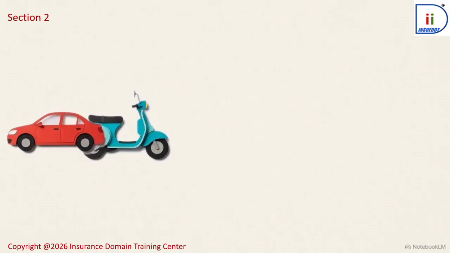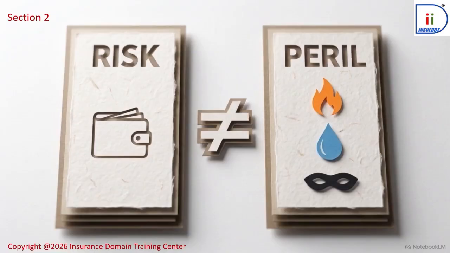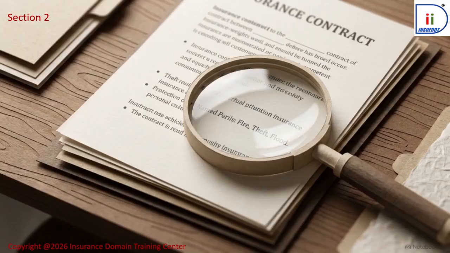So, while risk is the possibility of losing money, the peril is the fire, the flood, the accident, or the thief that actually causes the loss. Knowing the exact peril is extremely important. Most insurance policies pay claims only when the damage is caused by a peril that is covered under the policy.